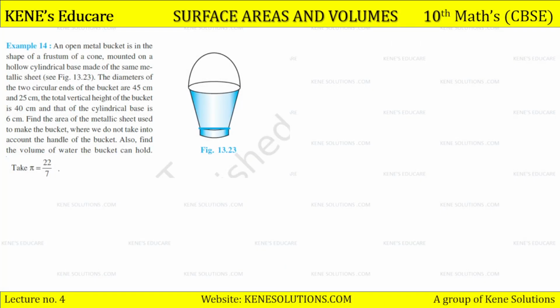An open metal bucket is in the shape of frustum of a cone mounted on a hollow cylindrical base made of the same metallic sheet. The diameters of the two circular ends of the bucket are 45 centimeter and 25 centimeter. The total vertical height of the bucket is 40 centimeter. That is, the cylindrical base is 6 centimeter. Find the area of the metallic sheet used to make the bucket, where we do not take into account the handle of the bucket. Also find the volume of water the bucket can hold. Okay, so we need to find surface area and volume.